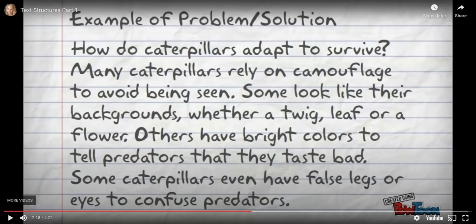So right away, I know from the introductory sentence, my topic sentence, that caterpillars have to survive. So we know that there's a challenge or a problem, and the solution they're giving is that they camouflage. So they look like other things in their surroundings, so predators get tricked.